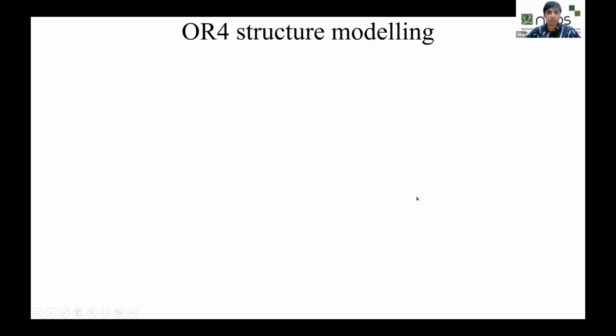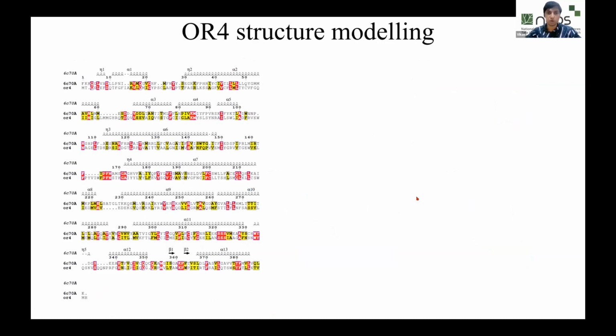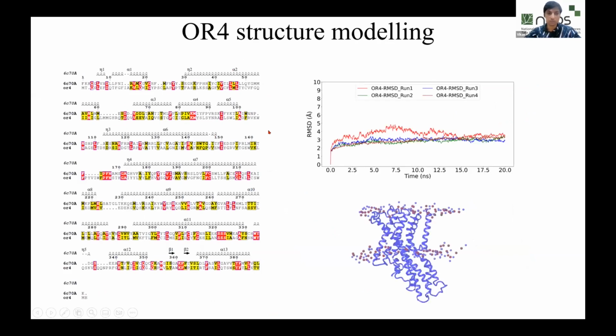So we employed a similar strategy for building the model of OR4 as well, although in this case the sequence identity is very low between the template and the query. But experimentally, it has been observed that the overall architecture of OR4 and ORCO remains the same. Therefore, we used the same template. In this case also, the final refined model had no residue in the disallowed region of the Ramachandran plot.